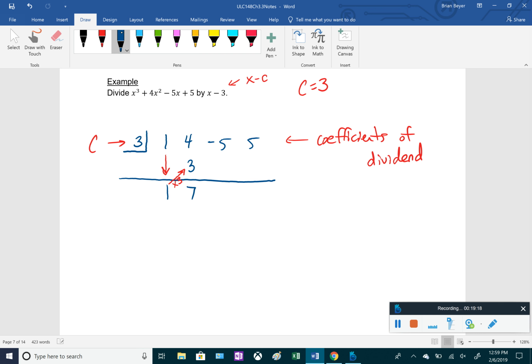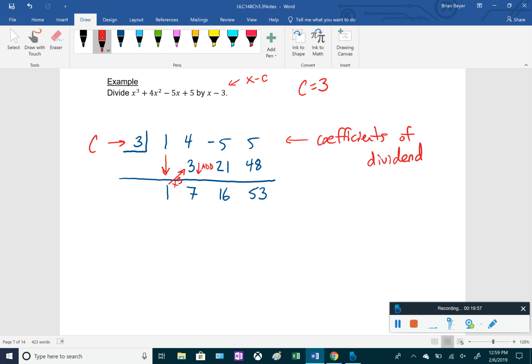We're then going to add down. 4 plus 3 is 7. So I'll put add. And then we repeat that. So now we do c times 7. So 3 times 7 is 21. We put this right here. We add down. Negative 5 plus 21 is 16. And then again, 3 times 16 is 48. And we add down and get 53. So it's a lot of just multiplying, adding down, multiplying, adding down.